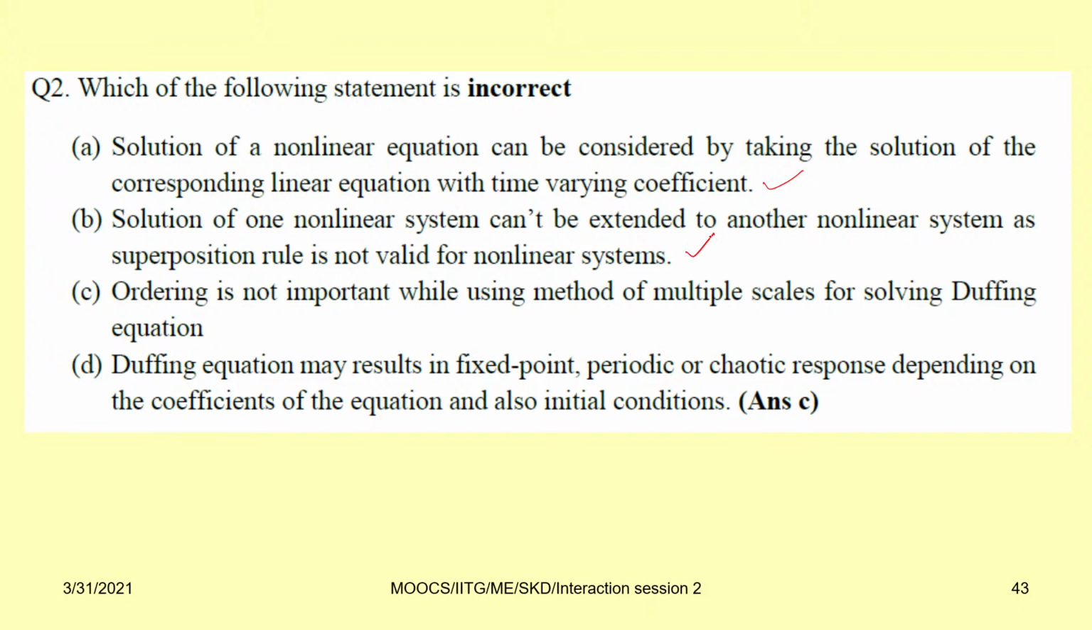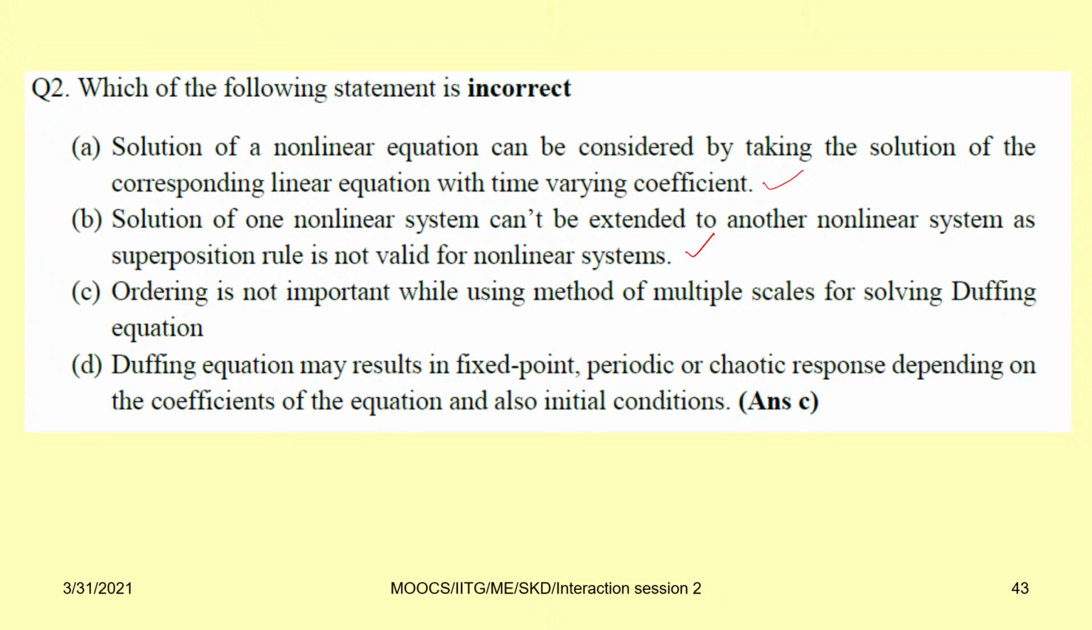You cannot apply the superposition rule to a nonlinear system because by slightly varying your system parameters, you may have different types of resonance conditions. For different resonance conditions, your response will be different. So option B is also correct. You cannot extend the solution of one nonlinear system to another, as the superposition rule is not applicable here.